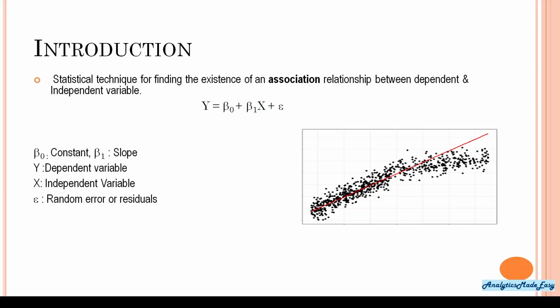Simple linear regression is a statistical technique that is used for finding the association relationship between dependent and independent variable. As you can see from the equation, y is the dependent variable that depends on x, beta 0 and beta 1 are constant and slope, and epsilon is the random error. The same is depicted in this picture here, where on the x-axis you have independent variable x, and on y-axis you have dependent variable y, and this line, which is red in color, is the regression line.